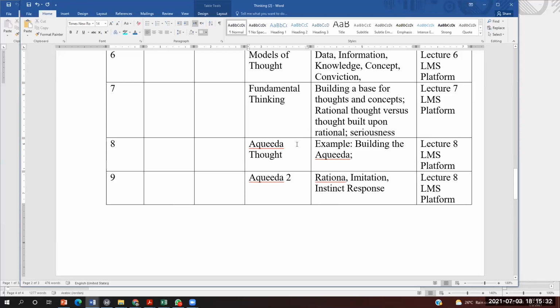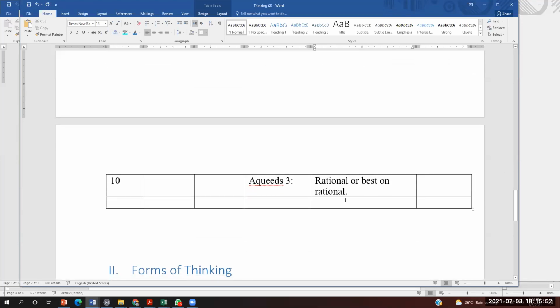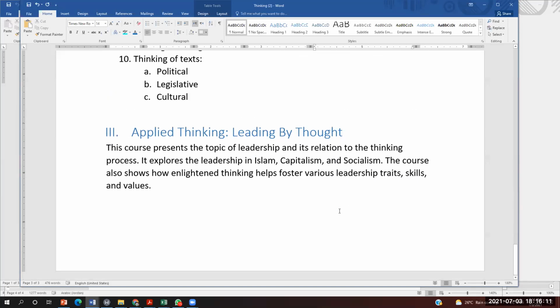How can we build the Aqidah with the proper definition of thinking, so we really know what it is that we are arriving at. And we'll talk about the difference between rational, imitation, and instinct response. And the last thing, we'll talk about the rational or based on rational. This is wrong. Or based. Is it a rational thought or a thought built on rational thinking? It sounds tricky, but it will be a very useful distinction. So that's what we will be talking about.